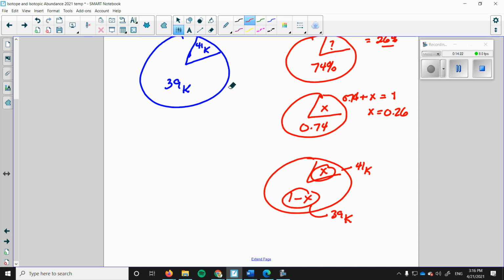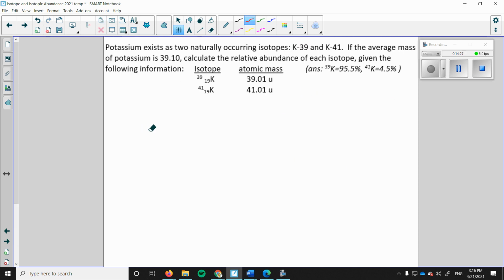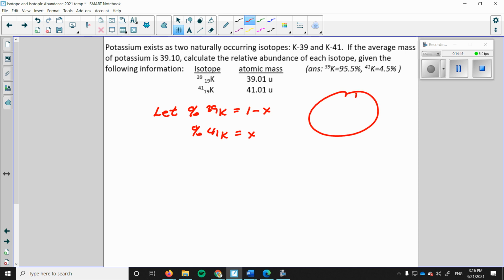Let's do a quick question with this. So I'm going to just erase everything I have here. So what we do is this. Let's make the percentage of potassium 39 equal 1 minus X, and the percentage of potassium 41, that's going to be X. Remember my little circle here, right? So here we go. Sorry, this is potassium 39, 1 minus X, and this is potassium 41, X.